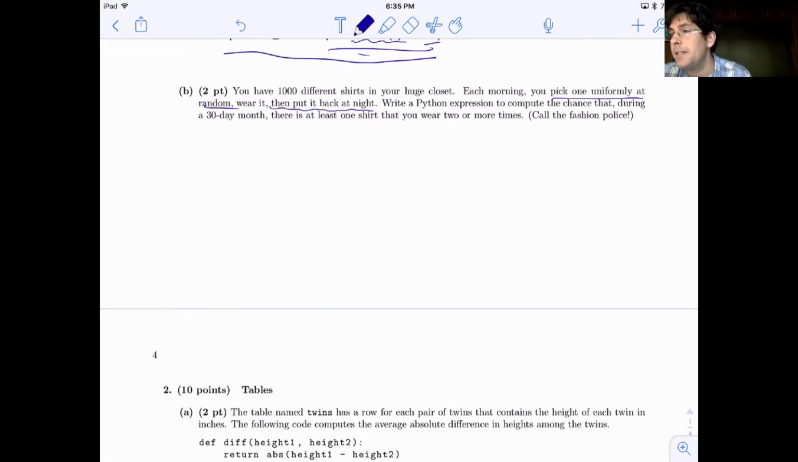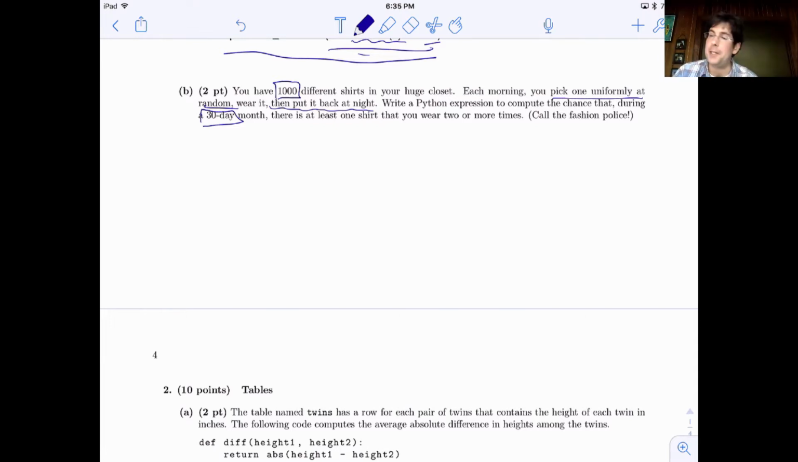This is equivalent to the birthday problem, except for instead of having 365 days in the year, and each person just has one of those birthdays, we have 1,000 different shirts. How many people are in the classroom? Well, there's 30 days in the month, so that's how many elements we're selecting at random.